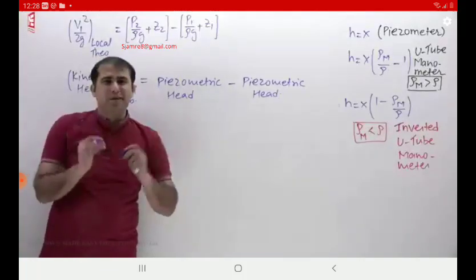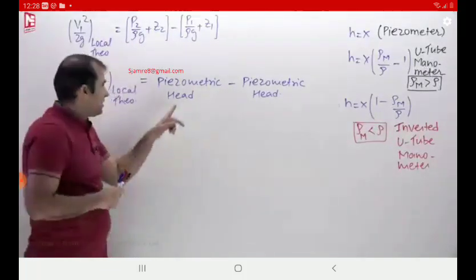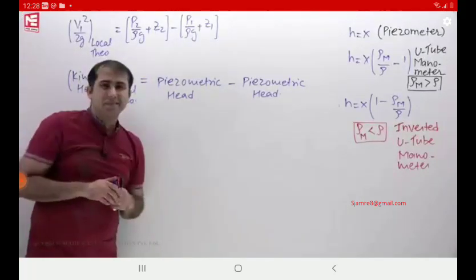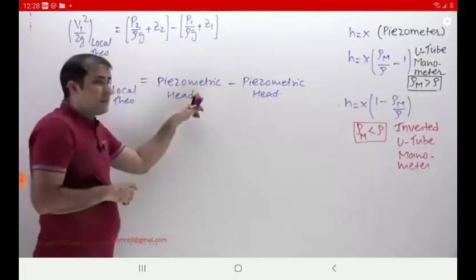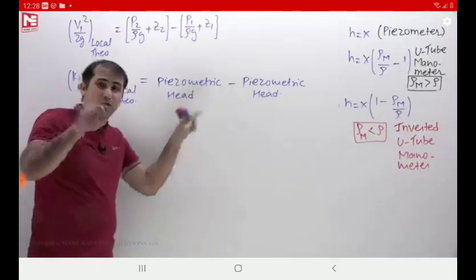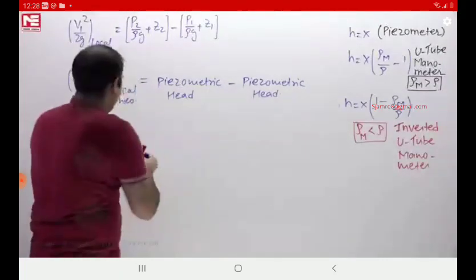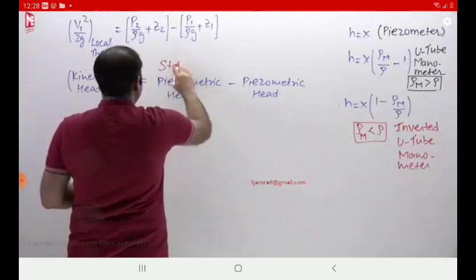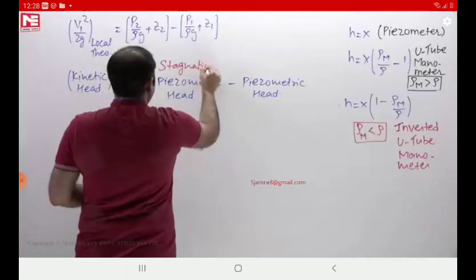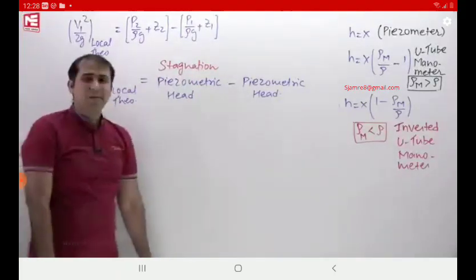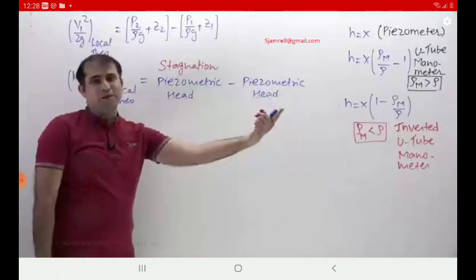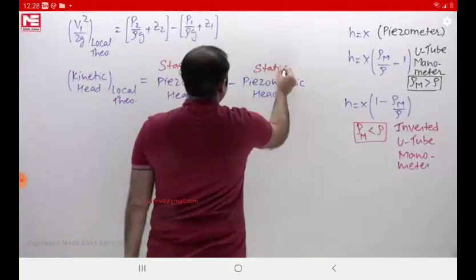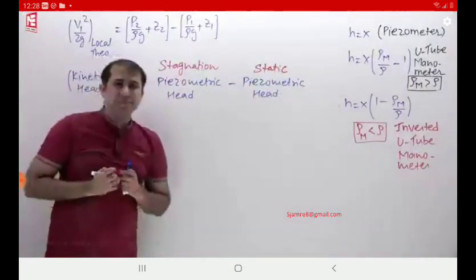Actually, this is the piezometric head in which you can say kinetic head is also included. So my dear, this is piezometric head at point 2, and point 2 is a stagnation point. So for your information, this is a stagnation piezometric head. And this is the piezometric head at point 1. Simply you can say piezometric head or static piezometric head.